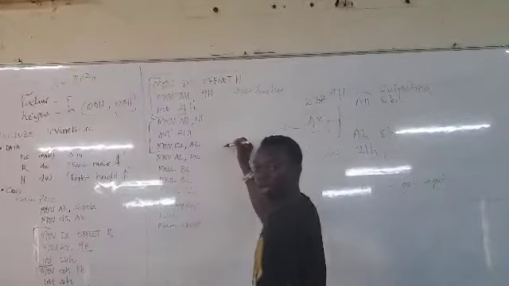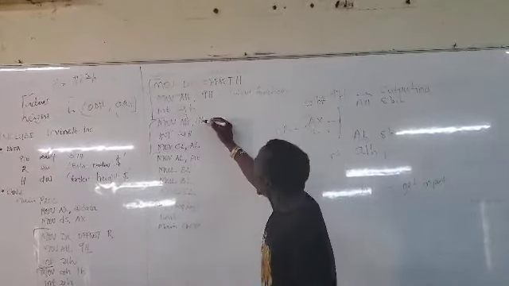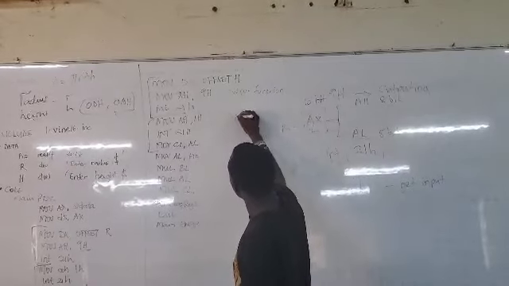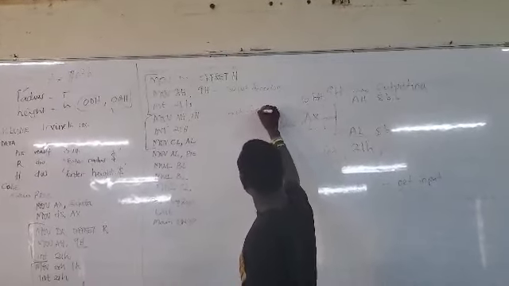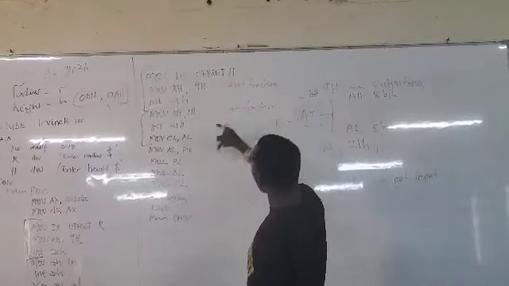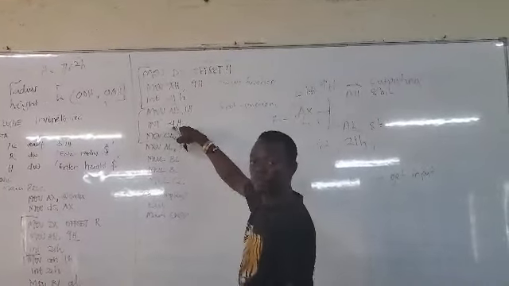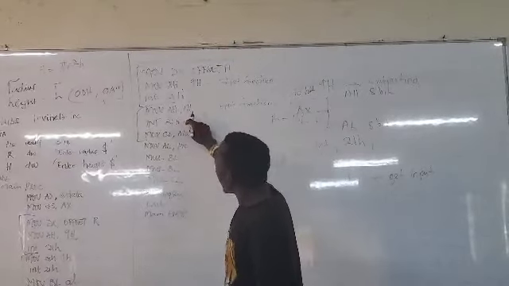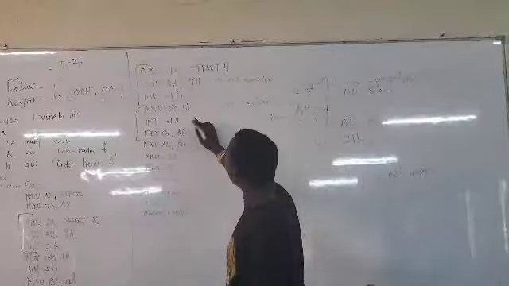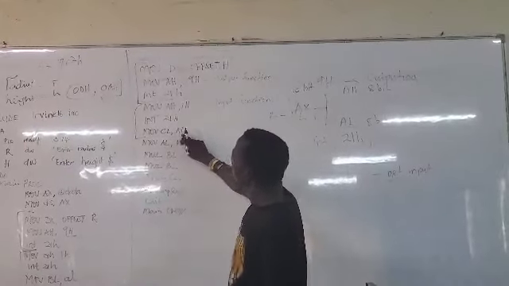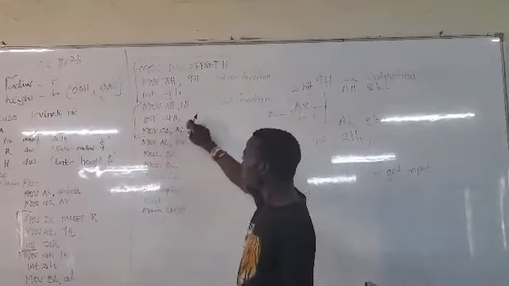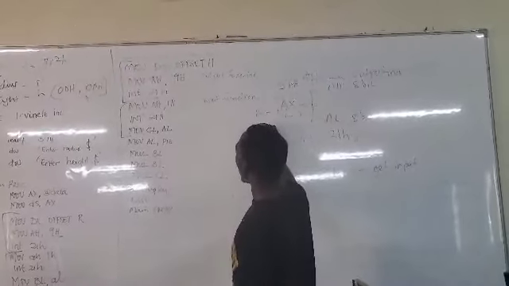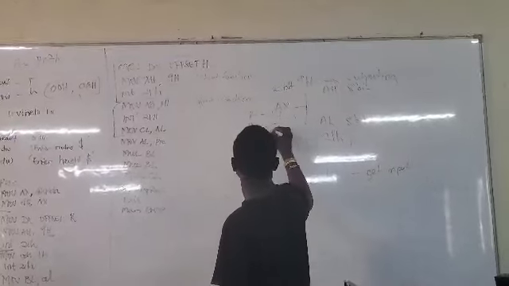Now we are capturing the input. So now we move the 1H. This is an input function. We move the 1H into the AH and then we interrupt the processor, the 21H. Then again it will go to the AL. The input goes to the AL. From the AL we move it into the CL. So now we put our H into the CL.